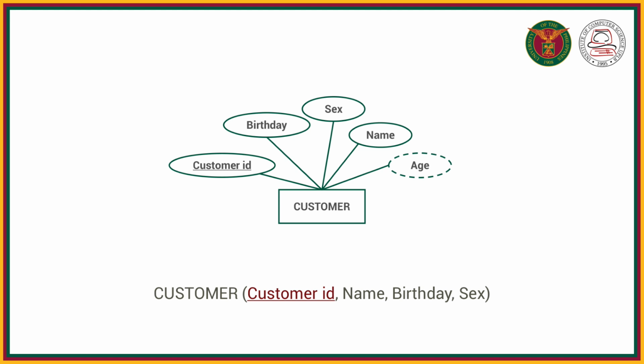And then we have name, birthday, and sex. And as you may see, hindi natin in-include si age because it is a derived attribute. So we can just get it from the birthday.